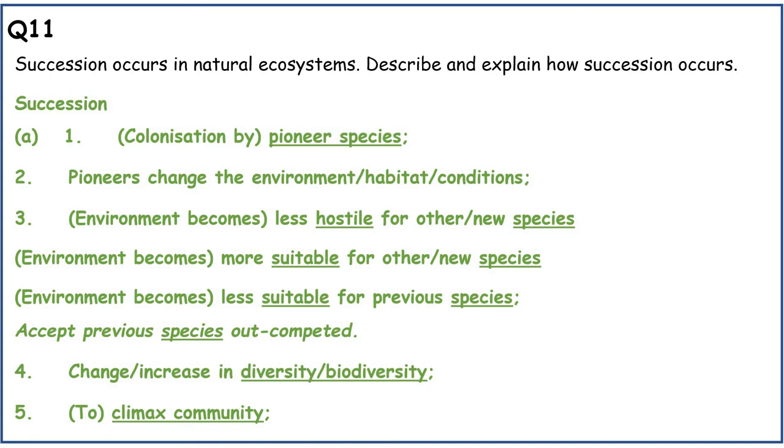Succession. So the first thing is that there is colonisation by a pioneer species. Then the pioneer species change the environment or habitat or conditions, and this makes the environment less hostile for new species, or the environment becomes more suitable for new species. And at the same time, the environment becomes less suitable for previous species. So the previous species is outcompeted. There is a change or increase in biodiversity, and then eventually you end up with a climax community.